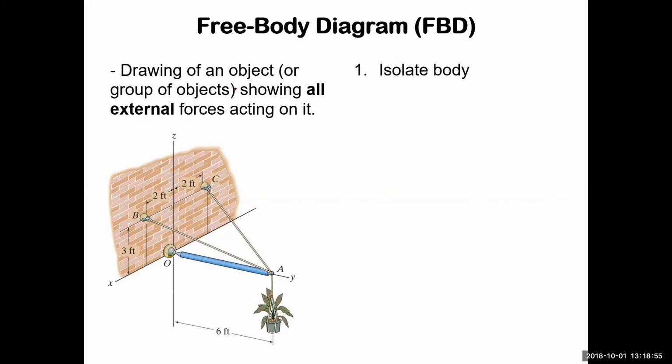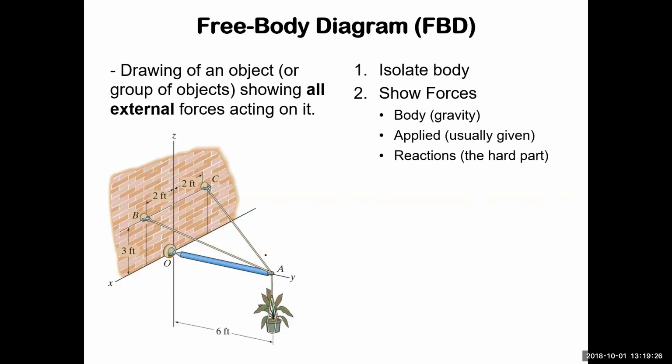But the complete system can be described more fully by this beam OA. And that's not a concurrent system because there's extra forces acting at O that have to be considered as well. So the body we're going to isolate in this case is the beam. And we're going to show the forces including gravity, any externally applied forces. Usually those might be given, like the weight of the pot would have to be given. And then the reaction forces, which are the forces at the supports that are keeping that thing from falling.